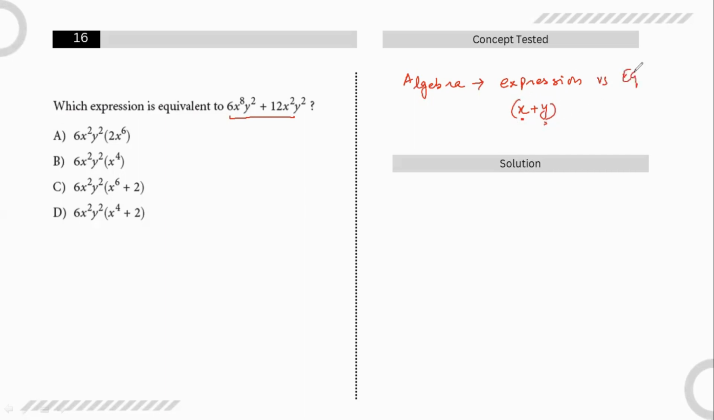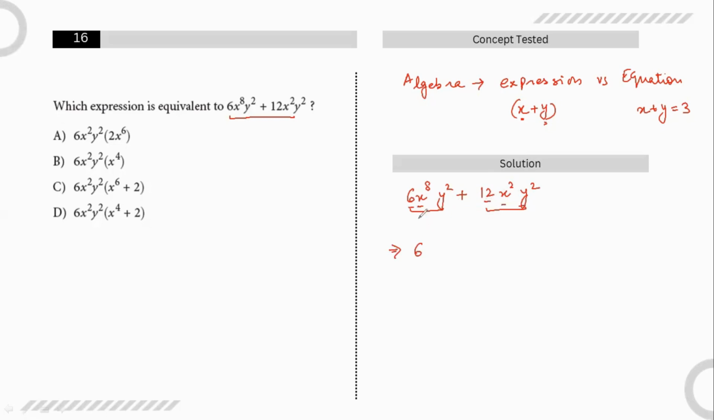Whereas an equation has an equal to sign. So x plus y is equal to 3, that is an equation, whereas x plus y only, without an equal to sign, is known as an expression. Now here, we have 6x raised to power 8 y square plus 12x square y square. There are two terms, and 6 is a common factor of the coefficients, so 6 can be taken common, as well as x and y, which are there in both the terms.